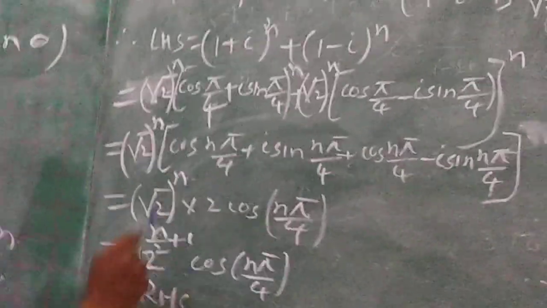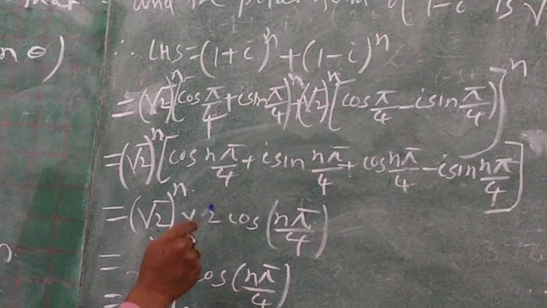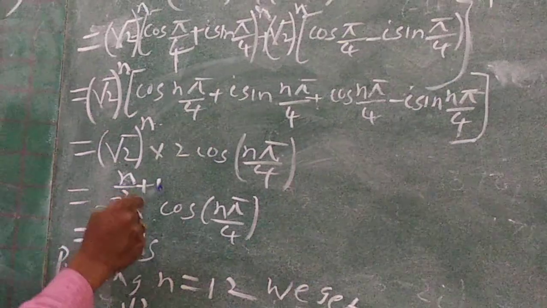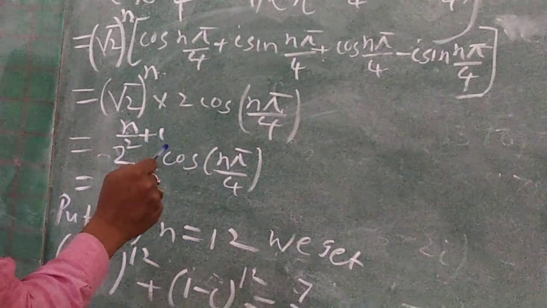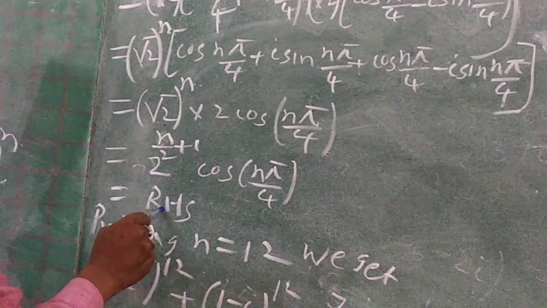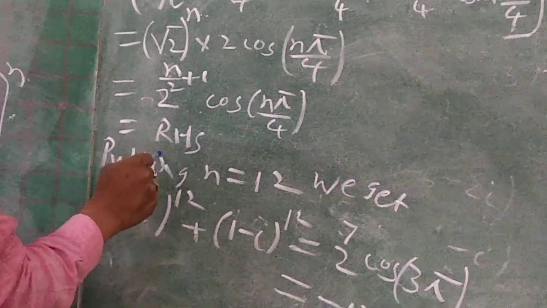So root 2 raised to n means 2 raised to n by 2, and 2 raised to 1 plus 1. Again we use the law of indices: a raised to m into a raised to n is equal to a raised to m plus n. Cos of n pi by 4 as it is, and that is nothing but our RHS.